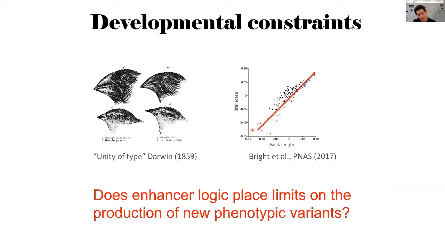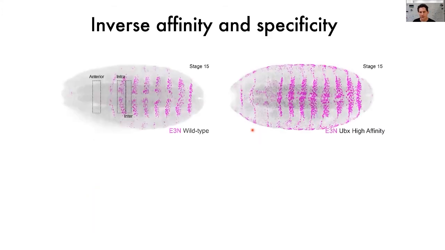So what we are interested in then is to see, does our enhancer logic place limits on the production of new phenotypic variants? So now we've returned to our original enhancer assays and start exploring how our library contains information that could give us a clue to explore this relationship. So what we have here is the wild type enhancer, E3N, and you can see normally in the anterior you have no expression. It's very quiet transcriptionally.